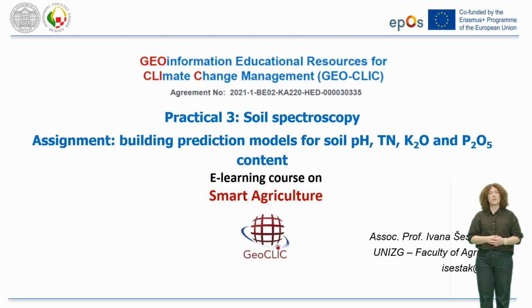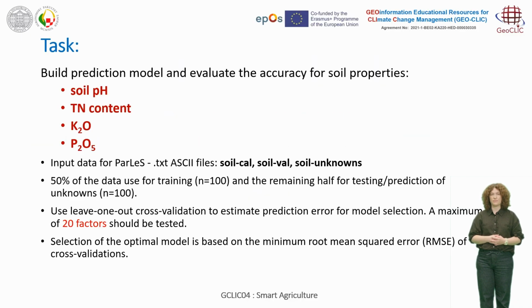Dear students, here is the assignment for practical soil spectroscopy, and that is building prediction models for soil pH, total nitrogen, potassium and phosphorus content in the soil. Your task would be to build a prediction model and evaluate its accuracy for the next soil properties: soil pH, total nitrogen content, potassium and phosphorus content in the soil.